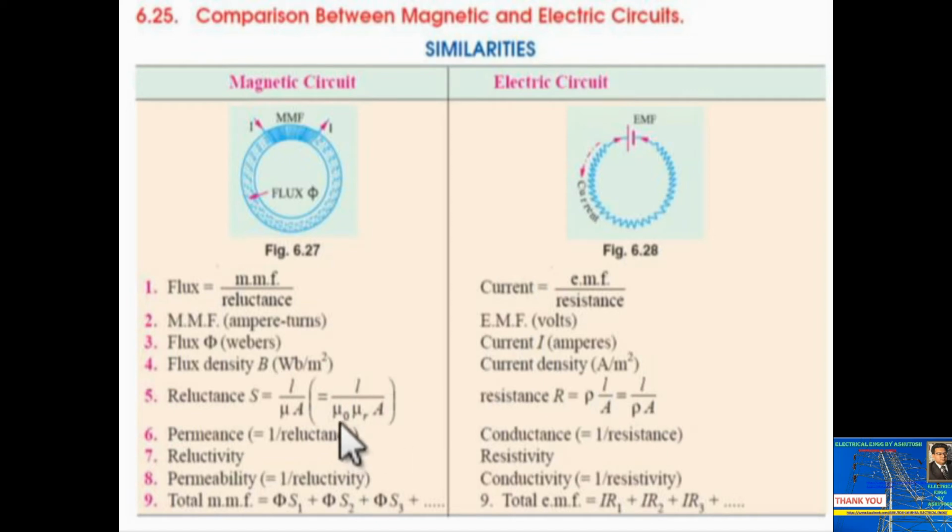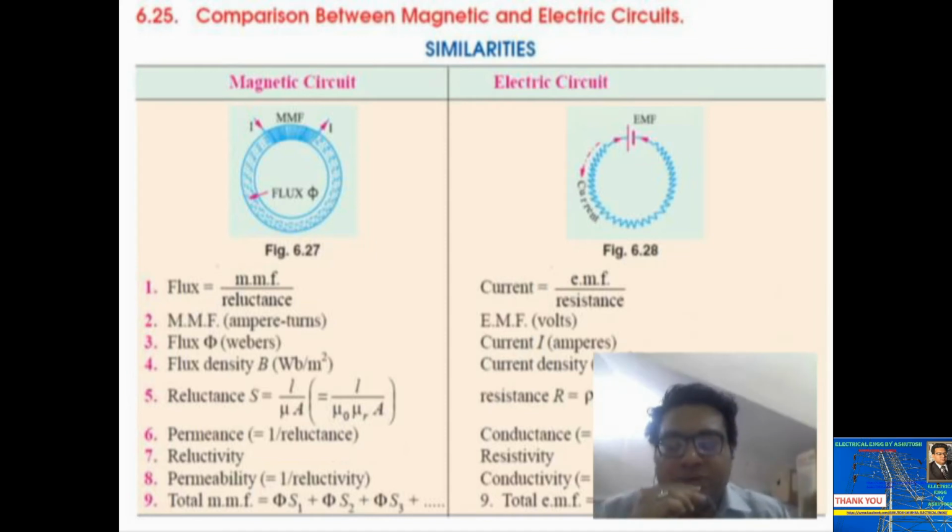So guys, the value of mu 0 is equal to 4 pi 10 to the power minus 7 Henry per meter, and mu R is the relative permeability. Okay, so relative permeability means the permeability of the medium. And guys, this is considered 1 in case of vacuum, and in case of air gap mu R is considered equal to 1. Okay, so you can see this is reluctance. This is a very important formula. You will have to use it later on.